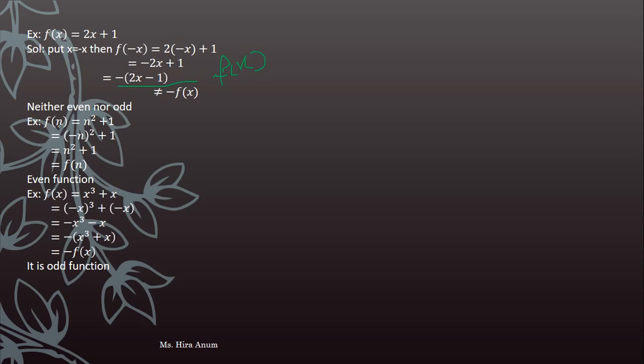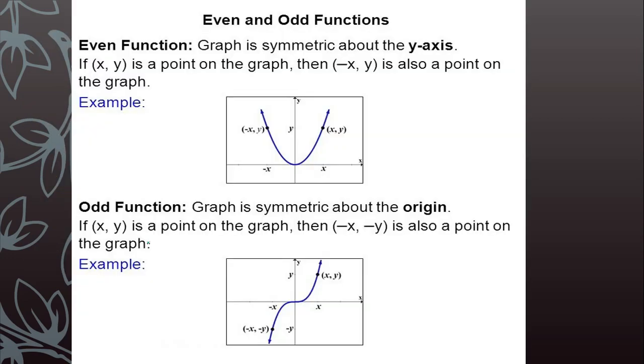You can see f(x) equals x^2 plus 1. You put minus x, then it becomes f(x), so this is an even function. You can put f(x) equals x^3 plus x. You put x equal to minus x, which is equal to minus f(x), so this is an odd function.